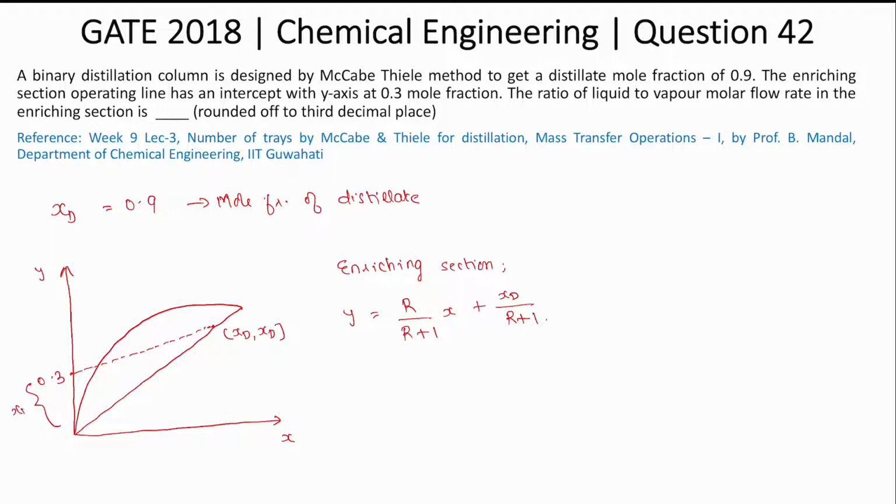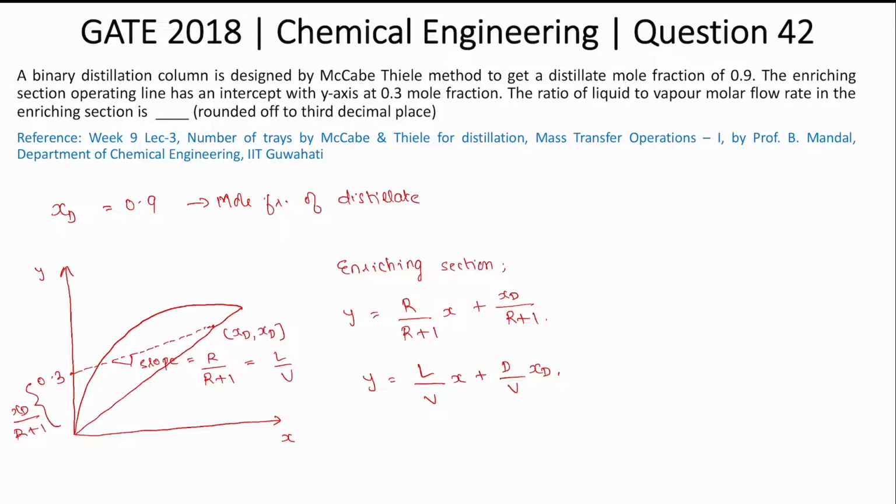So this 0.3 is xD by R plus 1, and the slope of the enriching section line is R by R plus 1. This can also be written as L by V, because we have another form of this general equation, which is y is equal to L by V into x plus D by V into xD. So basically the liquid to vapor molar flow rate in the enriching section is nothing but the slope of the enriching section operating line, which we can also write as R by R plus 1. So R is the reflux ratio here.